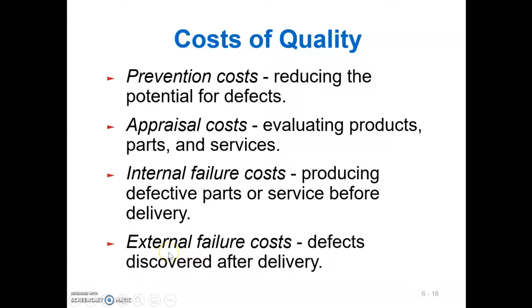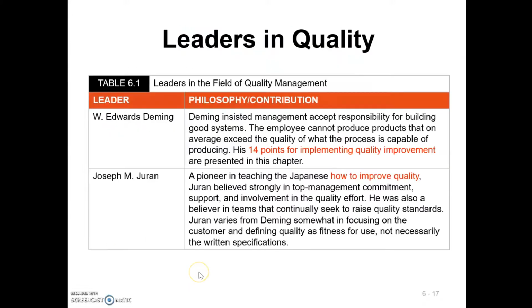Next, we have external failure costs. These are defects discovered after delivery. So this is also a problem which the company has to decide what to do, whether they want to do a rework, handle return goods, and also do some repairs. So defects discovered after delivery can affect the goodwill of companies. We have many leaders talking about quality. So we have here Edward Deming talking about 14 points for implementing quality improvement. Joseph Juran, who talks about how to improve quality.